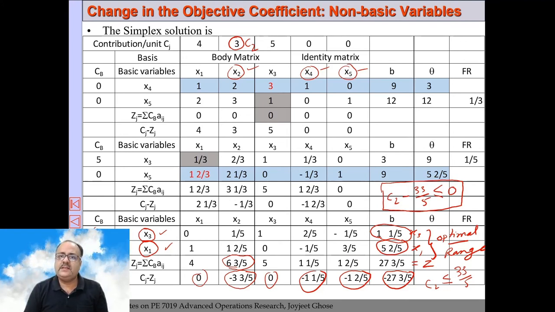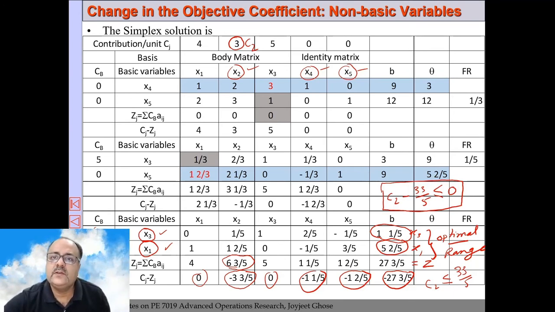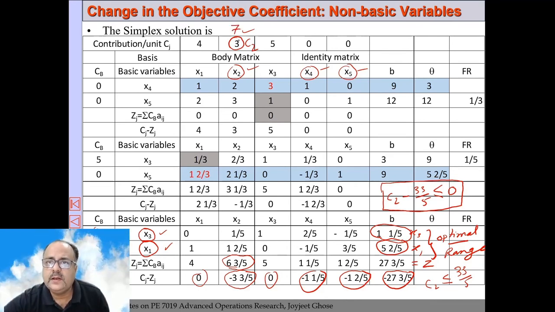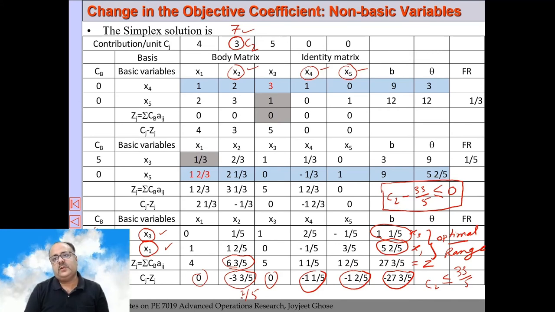That basically means if I change the value of this 3 to 4, will it remain optimal? Of course it will remain optimal because 4 is less than 33 by 5. If it is 6, will it be optimal? Yes, it will be optimal if it is 6 because 6 is less than 33 by 5. If it is 7, will it be optimal? No, the solution will never be optimal because this will become positive. It will become 2 by 5. So then the solution will not be optimal.